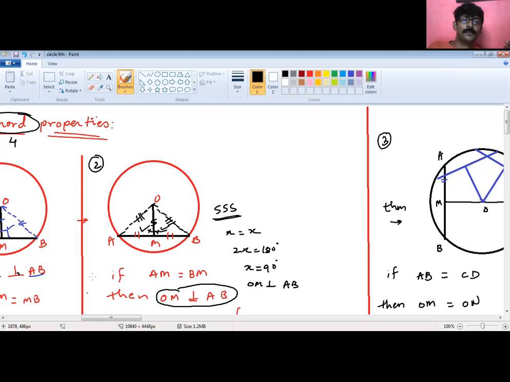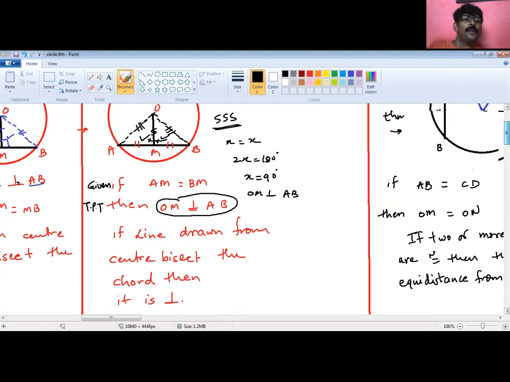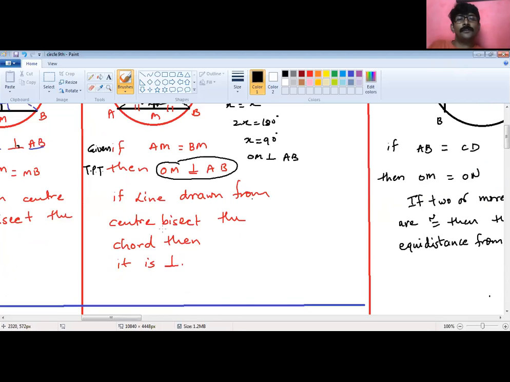So we'll write down this is given, and this is to prove. I hope everyone knows this if and then. Whatever comes after if and before then is called the given, and whatever comes after then is called the to prove. Prior to proving it, I'll give you the statement for writing. If a line drawn from the center bisects the chord, then it is perpendicular. This is property number 2.